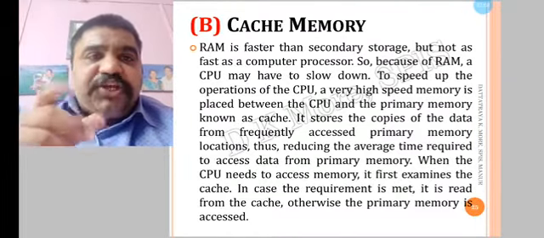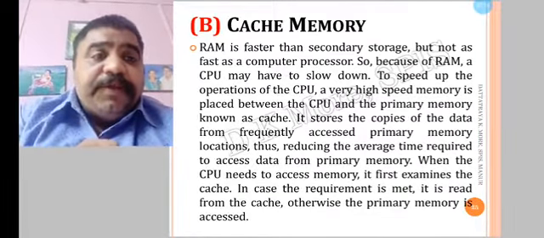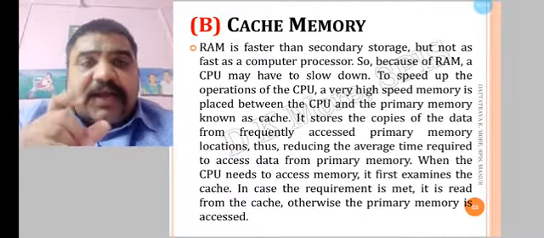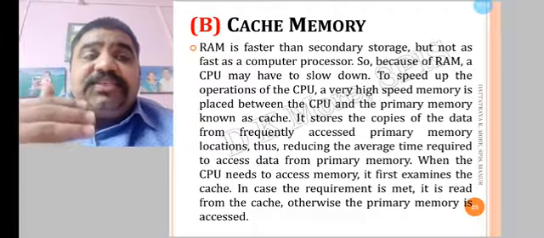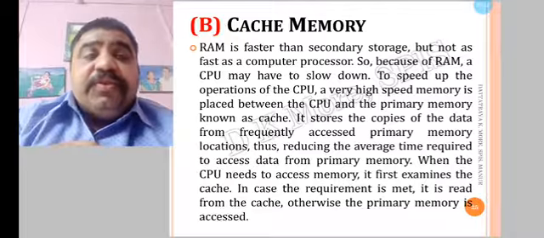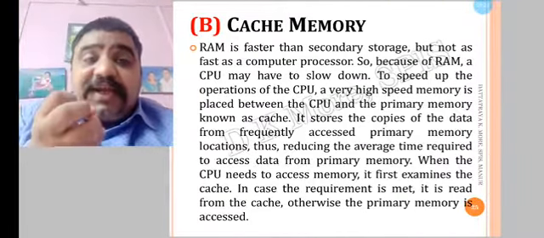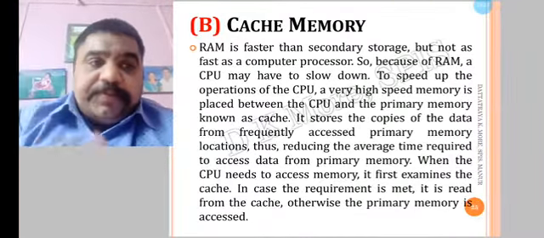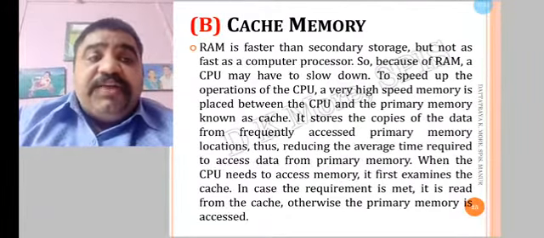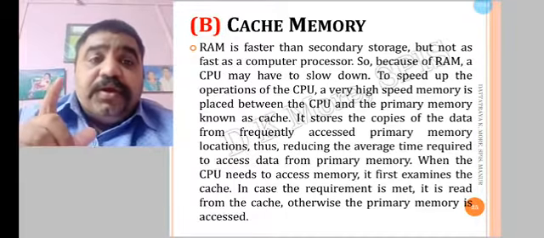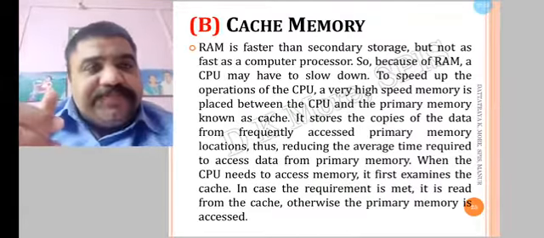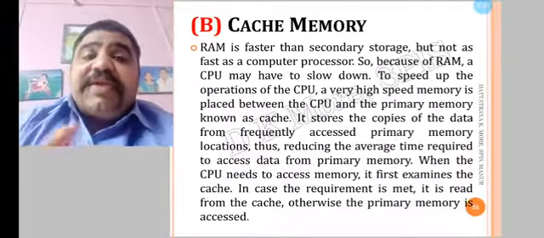Okay, we can say cache or cache, no problem. Cache memory stores the copies of data from frequently accessed primary memory locations, thus reducing the average time required to access data from primary memory. When the CPU needs to access memory, it first examines the cache. In case the requirement is met, it is read from the cache. Otherwise, the primary memory is accessed.